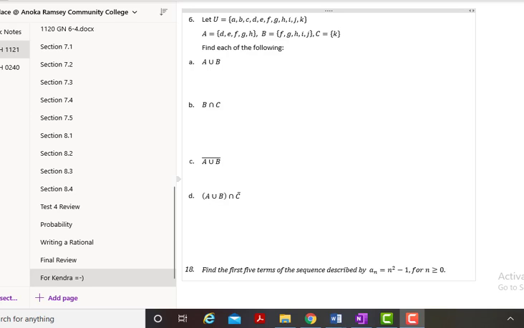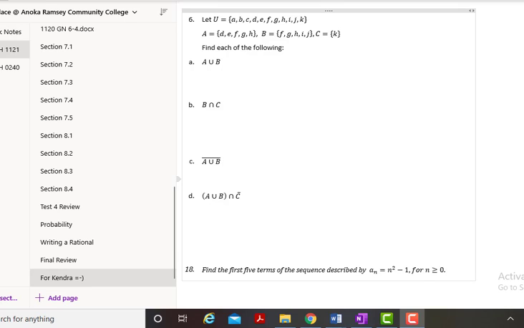So, starting with 6. Now we are given the universal set, which contains all of the elements that would exist for this problem. And then you'll see a few subsets. Subset A is D, E, F, G, H, subset B is F, G, H, I, J, and subset C is only a K.